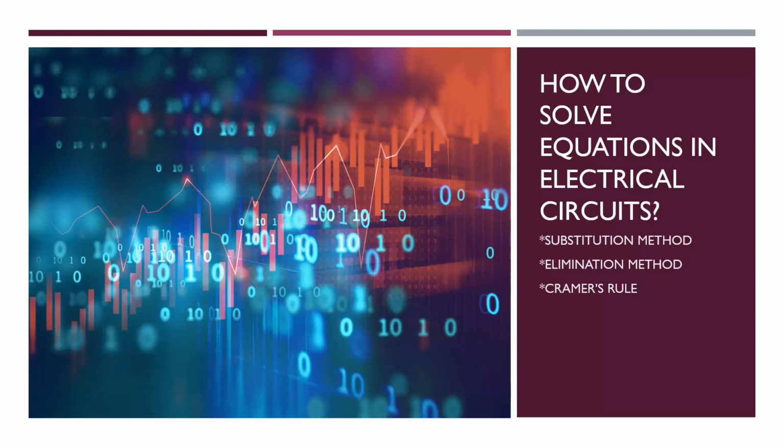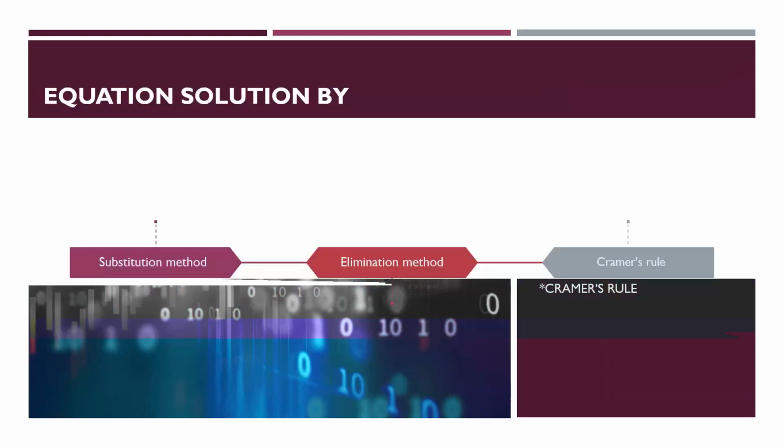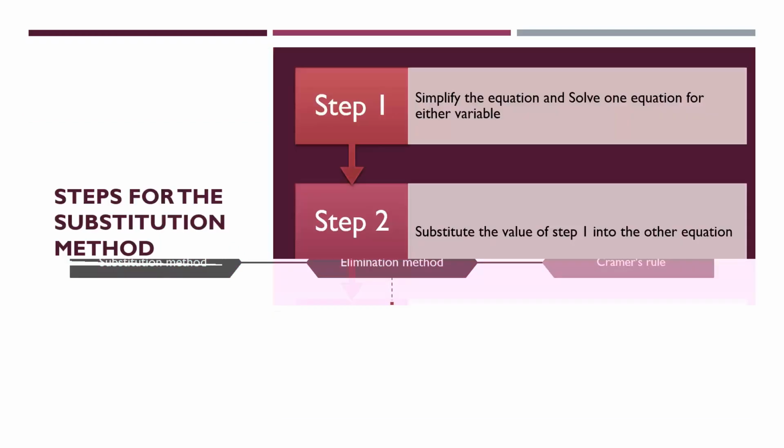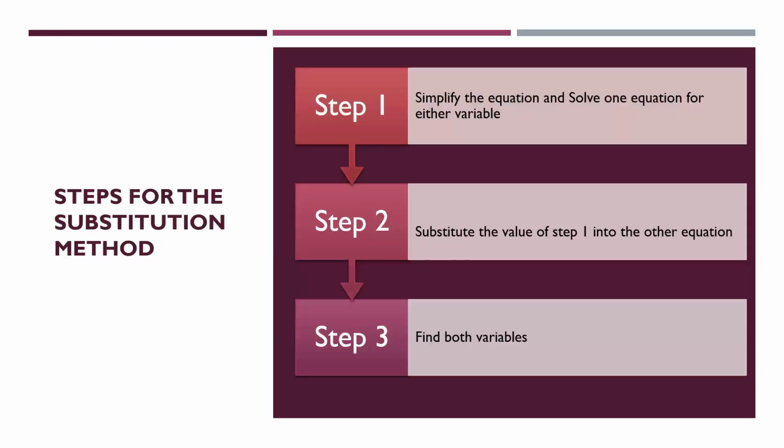I am discussing here three methods which you can use. First is the substitution method, second is the elimination method, and third is Cramer's rule. I'm going to discuss the substitution method first, then the elimination method and Cramer's rule, and you can use any method to solve the circuit, and we will see how.